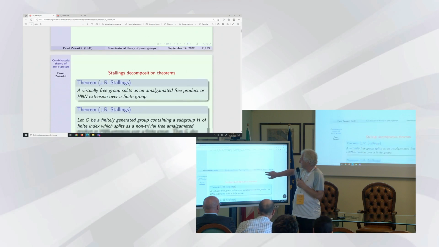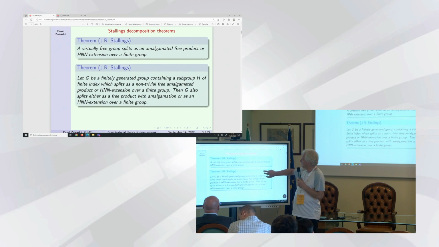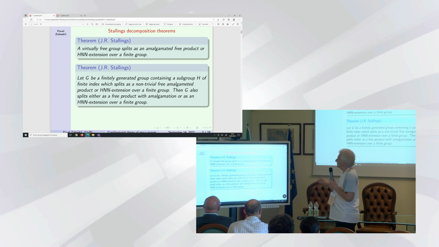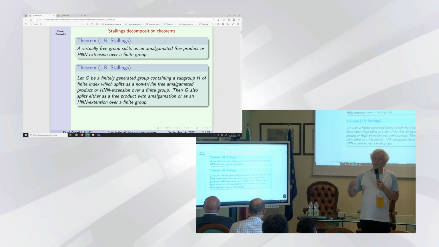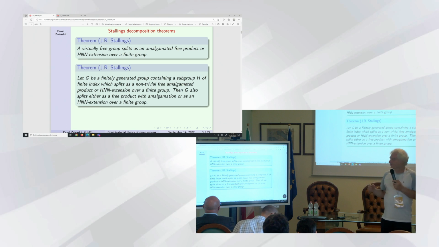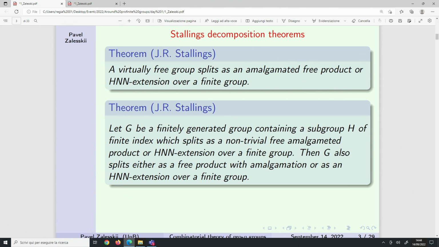And then we first state these two theorems of Stallings. So we're doing overgroups. If we have a virtually free group, and when I say virtually, I mean a subgroup of finite index, with a certain property that we are talking about. Stallings' theorem says that a virtually free group splits as an amalgamated free product or an HNN extension of a finite group.